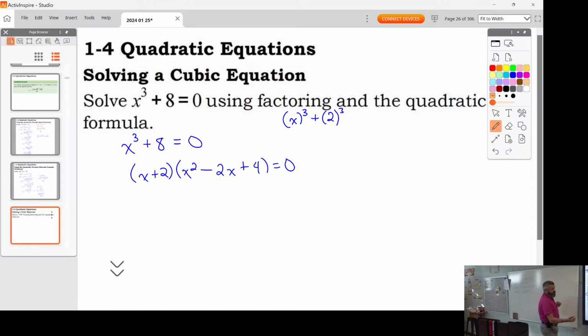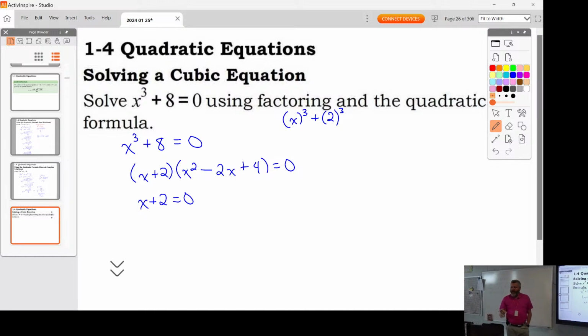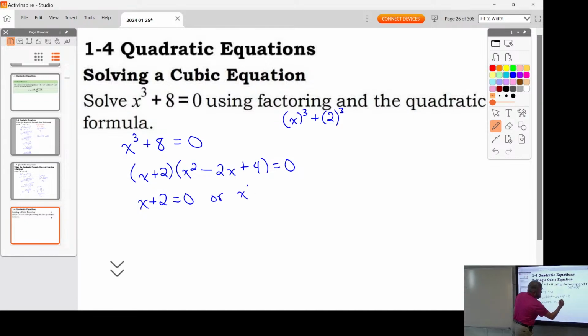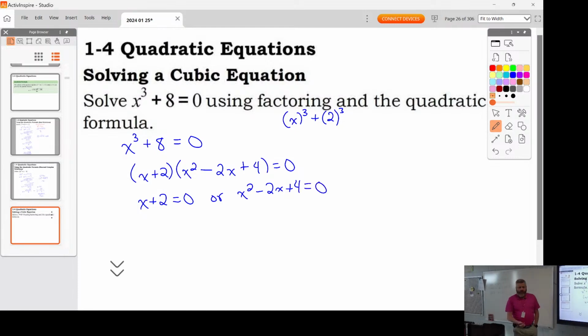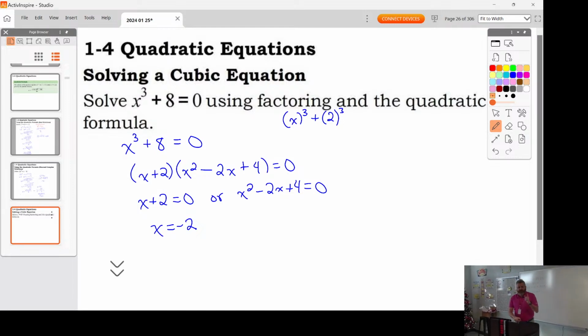So at this point, I can say, well, if this x plus 2 times x squared minus 2x plus 4 is equal to 0, then x plus 2 equals 0. This is that 0 factor property, right? So either x plus 2 equals 0 or x squared minus 2x plus 4 equals 0. And we solve this. Well, the first one's super simple. Subtract 2 from both sides, and I know that x is equal to negative 2. The other side, however, does not factor.